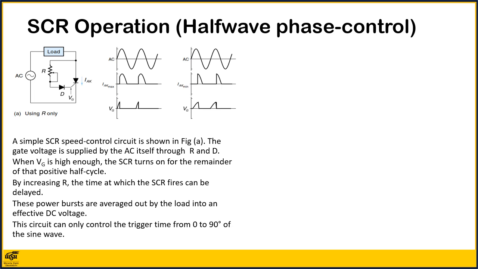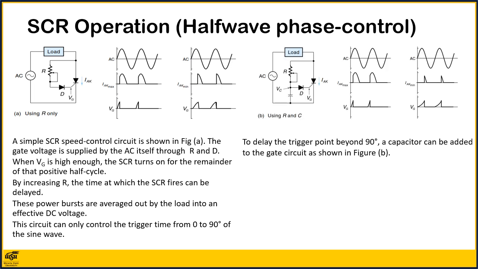The circuit just described can only control the trigger time from 0 to 90 degrees of the sine wave. To delay the trigger point beyond 90 degrees, a capacitor can be added to the gate circuit as shown in Figure B. As the capacitor C charges up through R, V lags behind. Remember, this happens for each cycle. Using this circuit, known as the half-wave phase control circuit, the SCR firing can be delayed up to about 170 degrees, resulting in such a narrow on time that the DC equivalent is practically 0 volts.